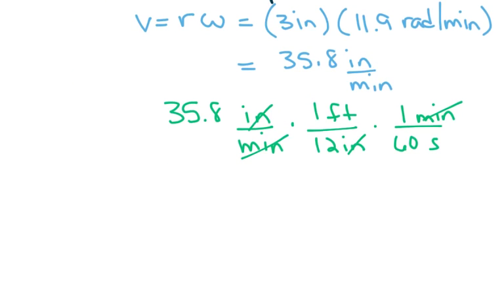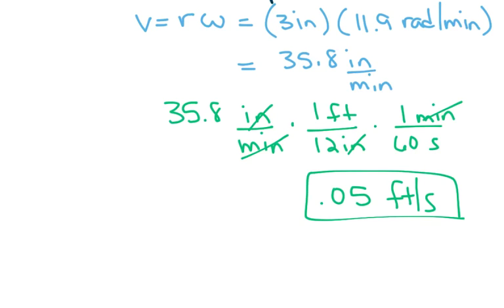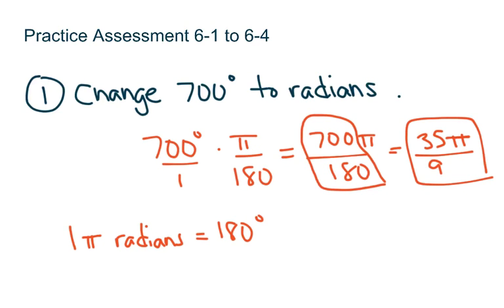When I multiply these together, my final answer will be in feet per second, but I need to multiply 35.8 times 1, but I need to divide that answer by 12, and I need to divide by 60. How did I know I'm going to divide? Because it's in the denominator of a fraction, right? And so anything in the denominator of a fraction gets divided. So 35.8 divided by 12 divided by 60 is about 0.05 feet per second. And that is the practice assessment for 6.1 to 6.4.